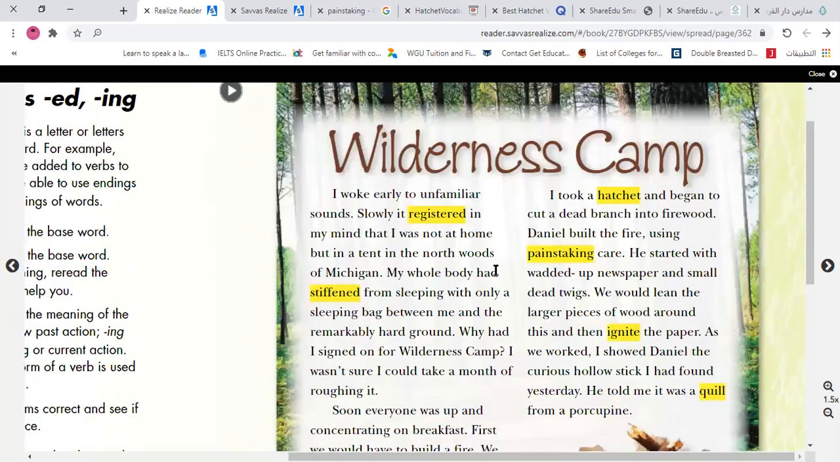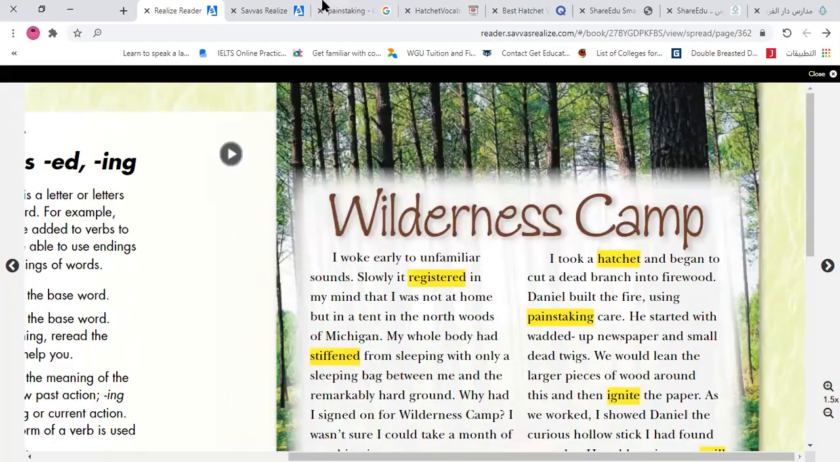So these are the words that we have right now. What is the first word, my dear? Hi, Watin. We have hatchet. Hatchet. Excellent. I took a hatchet and began to cut a dead branch into firewood. So hatchet would be something sharp or? No, I think it's like the axe or something. So hatchet, it would be something sharp. It's like an axe. So hatchet. The second word is?